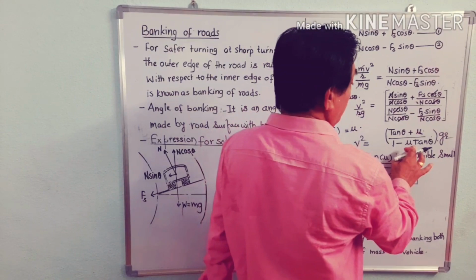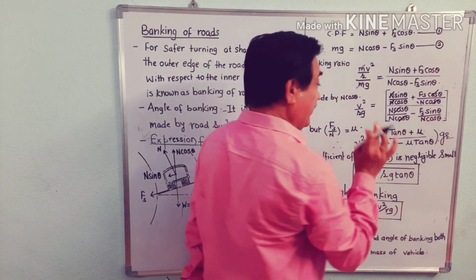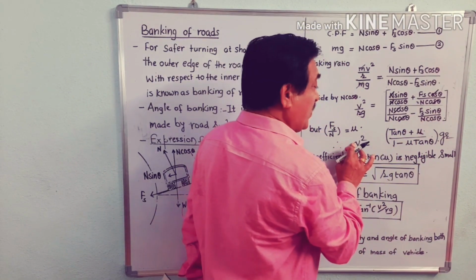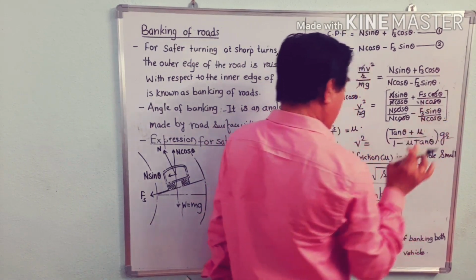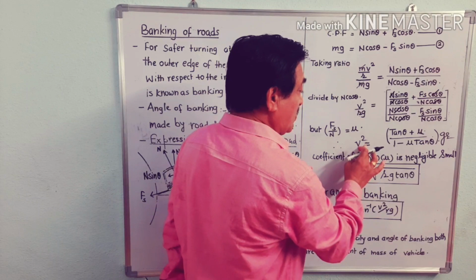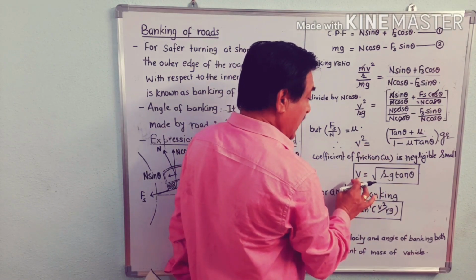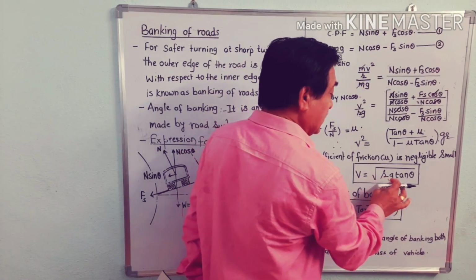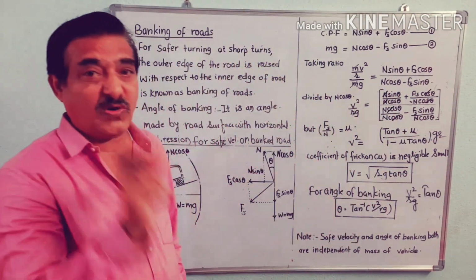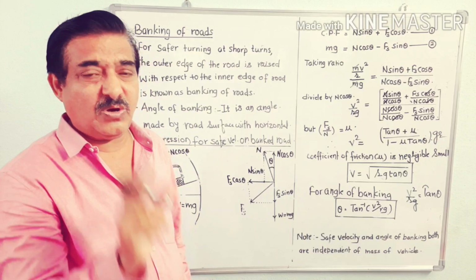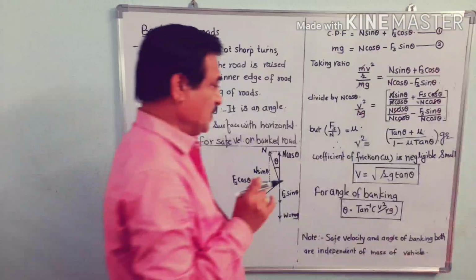So this mu tan theta is 0. So what will be the equation? V square is equal to tan theta into Rg, or taking the square root, V is equal to root of Rg tan theta. This is an expression for safe velocity on banked road.